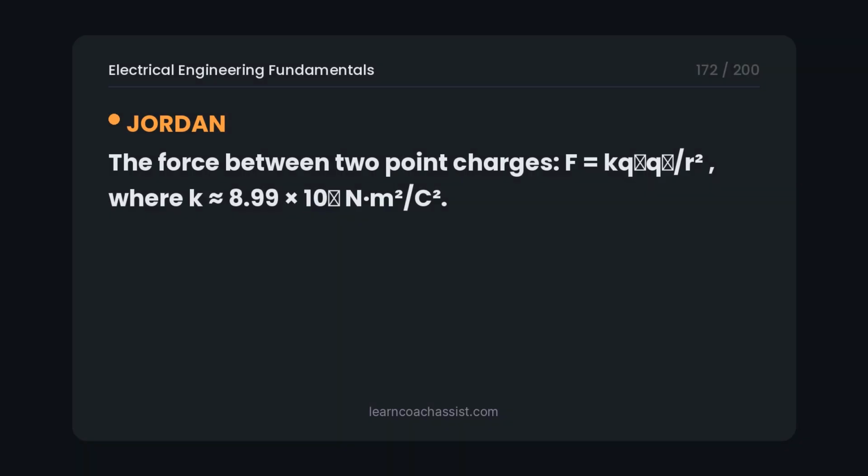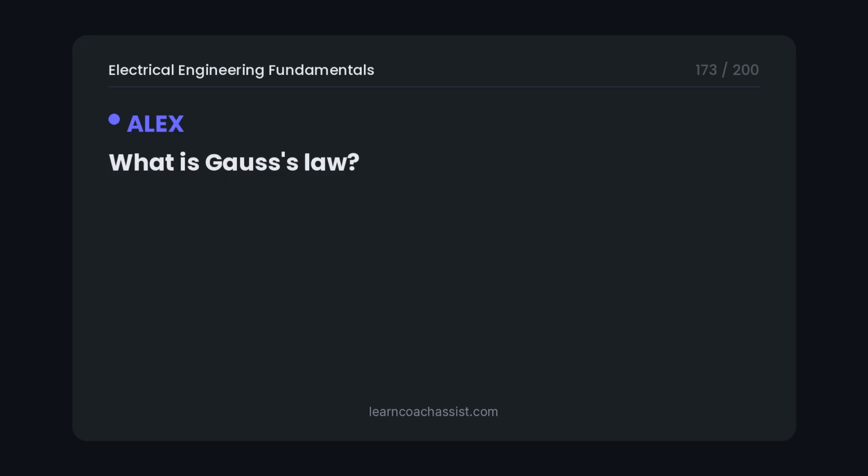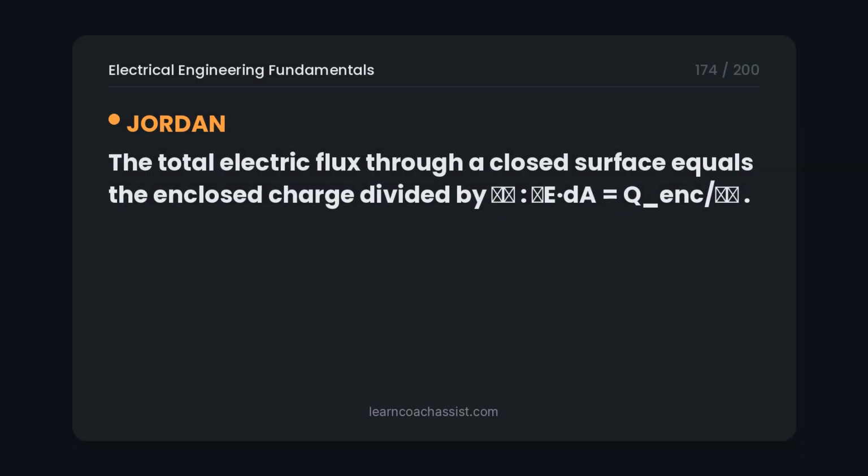The force between two point charges, F equals k q1 q2 / r squared, where k is approximately 8.99 times 10 to the 9 N·m squared/C squared. What is Gauss's law? The total electric flux through a closed surface equals the enclosed charge divided by epsilon naught, closed integral E·dA equals q_enc/epsilon naught.